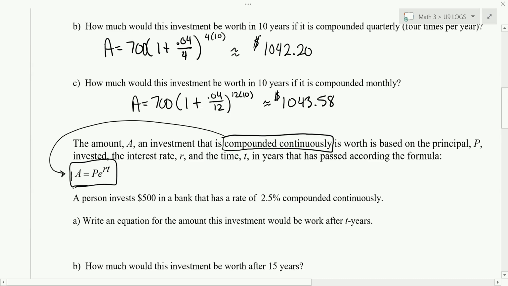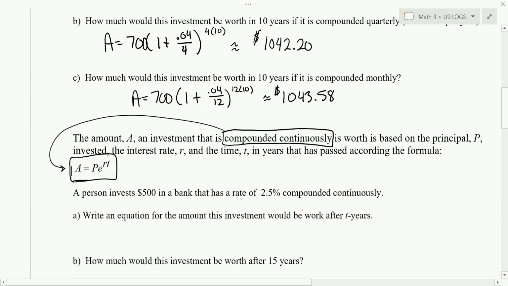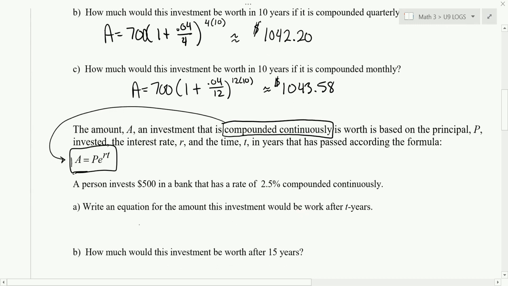Okay, so now this next one we're going to compound continuously, so it's a new formula. It's A equals P times e, not a base e, it's times e to the power of RT. Actually, I'll do A with you, and then I'm going to let you guys try B and C, okay? So a person invests 500, so 500 would be what in that formula? P. 2.5%, that's your R, but you got to change it to what? 0.025. You got to move that decimal 2 places to the left, okay?